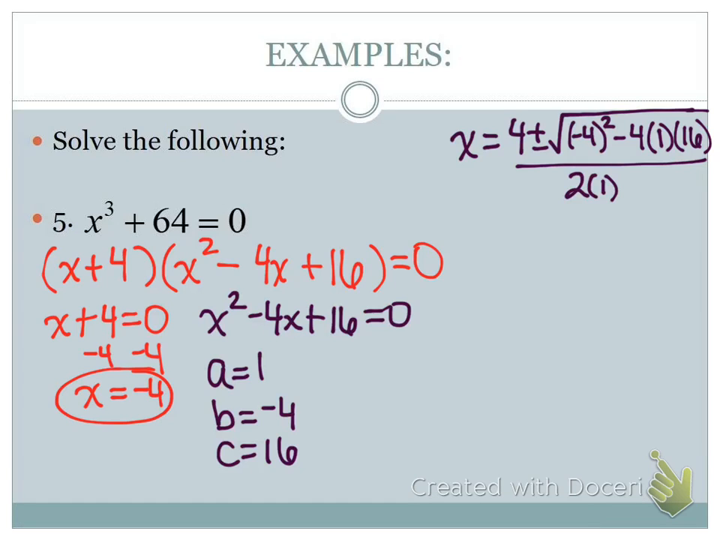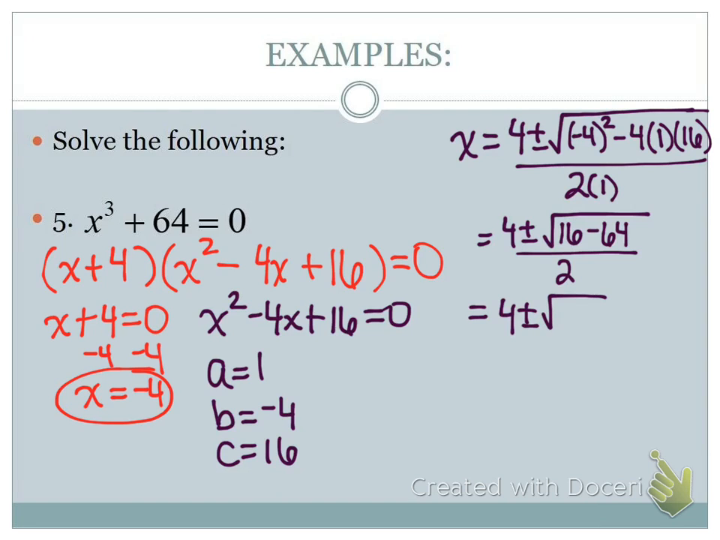All right, so when we evaluate 4 plus or minus the square root of, what's negative 4 squared? 16. Minus 4 times 1 times 16. So that gives us 64. All divided by 2 times 1 is 2. All right, we can keep on simplifying. 4 plus or minus the square root of, what is 16 minus 64? Negative 48 divided by 2. This should start looking familiar.